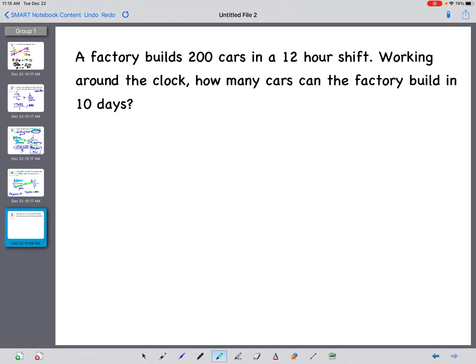First of all, working around the clock. Essentially, that means that the factory is open 24 hours a day. All right, so we need to keep that in mind when we're working this problem.